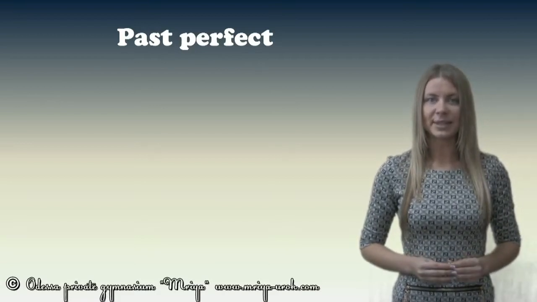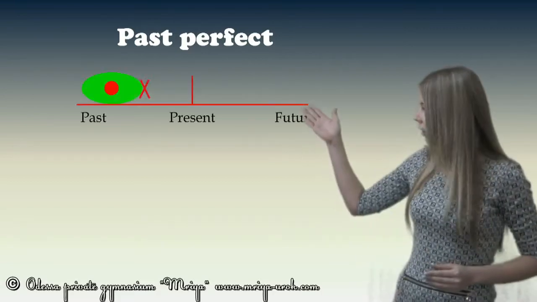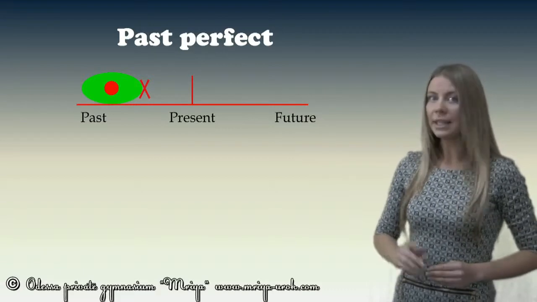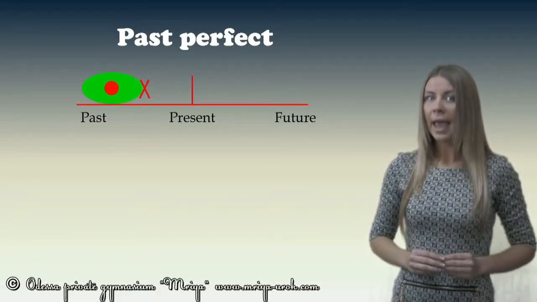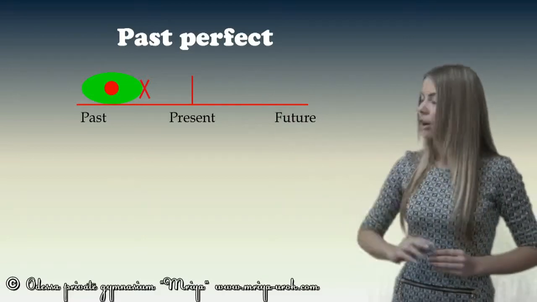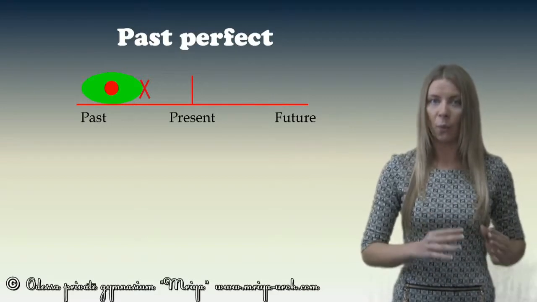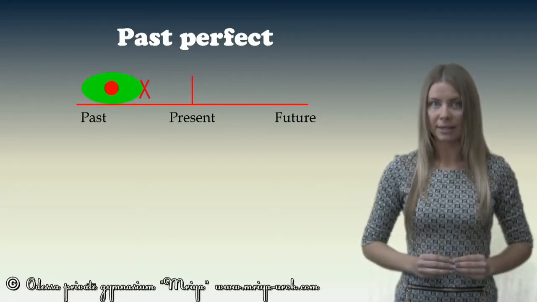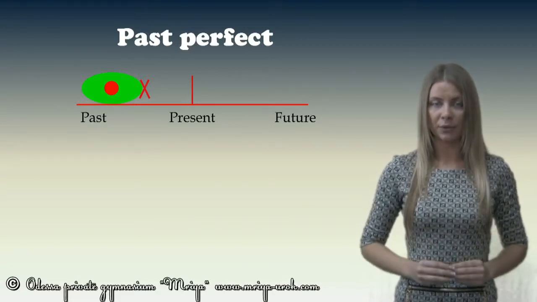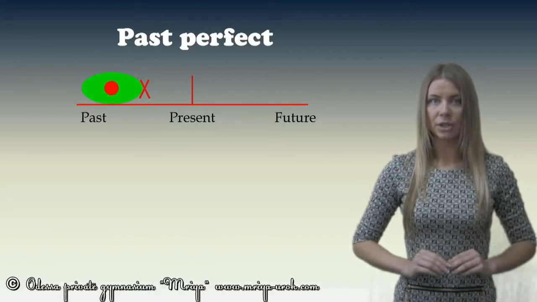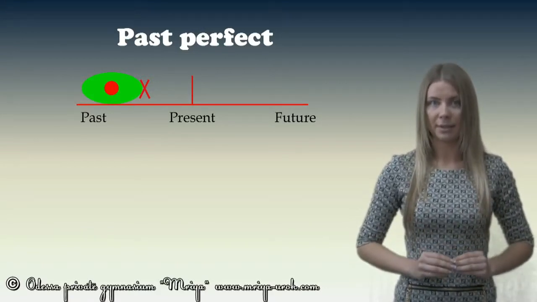If you want to make a scheme of this tense, it will look like this. Pay your attention. You see a cross. This is our past event. And you see a circle. This is an event which happened before the main event in the past. So this circle denotes past perfect, a completed action which happened before a definite moment in the past.